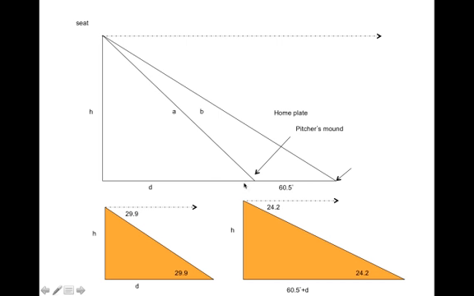Now, 60.5 is the distance between the mound. In both of these drawings, we have D. However, we need to add the 60.5 to D to talk about the ground distance to the actual pitcher's mound. H is the same in both, it's your height, giving us two separate triangles to work with.